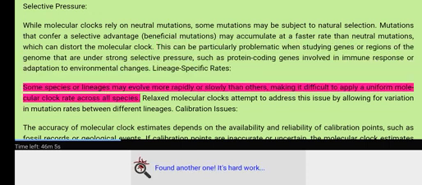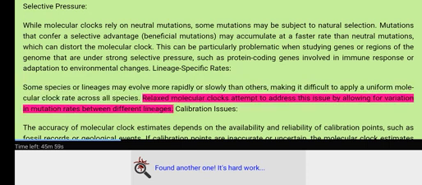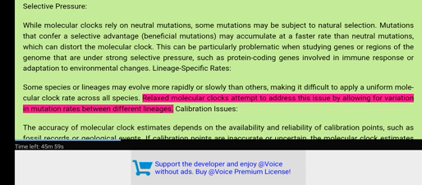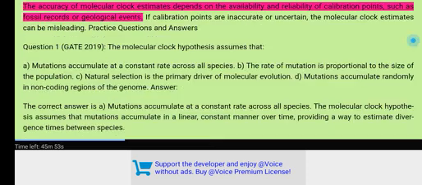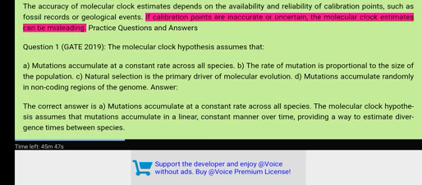Lineage-specific rates. Some species or lineages may evolve more rapidly or slowly than others, making it difficult to apply a uniform molecular clock rate across all species. Relaxed molecular clocks attempt to address this issue by allowing for variation in mutation rates between different lineages. Calibration issues. The accuracy of molecular clock estimates depends on the availability and reliability of calibration points, such as fossil records or geological events. If calibration points are inaccurate or uncertain, the molecular clock estimates can be misleading.